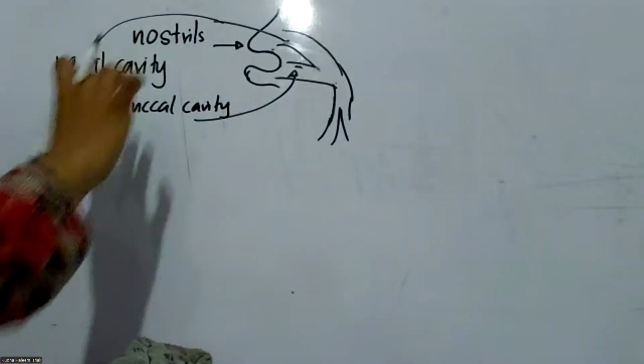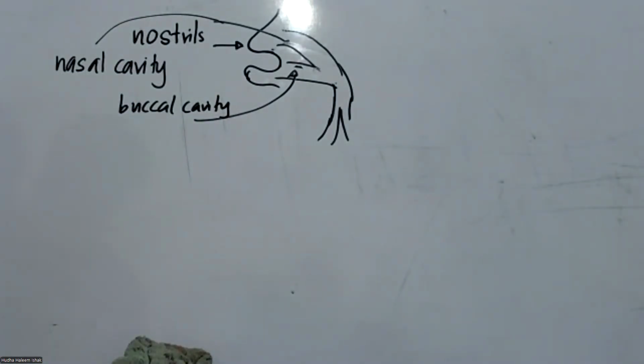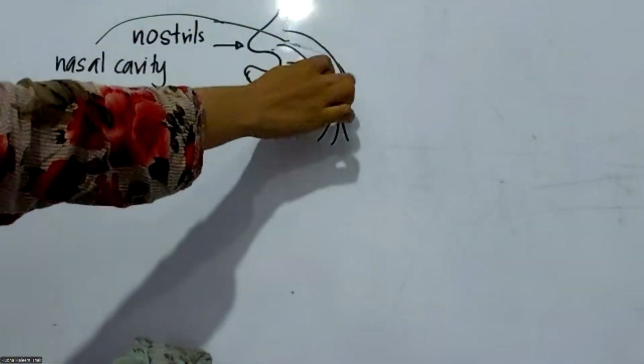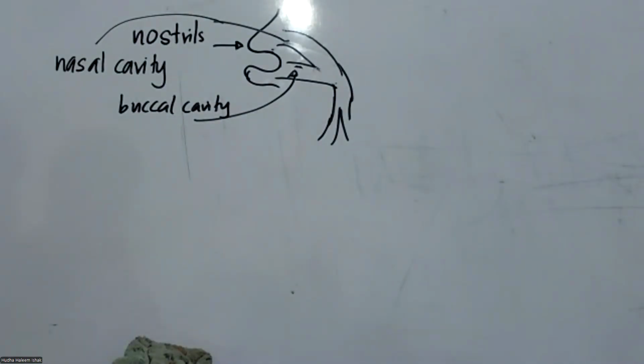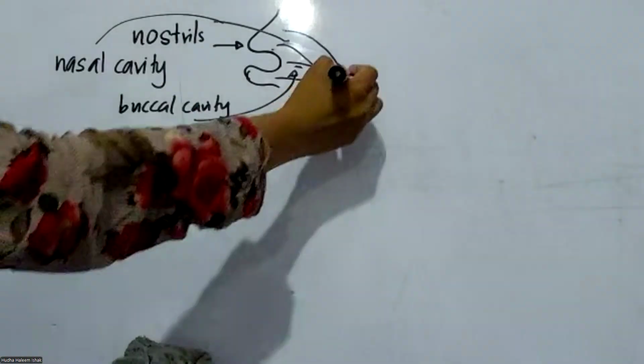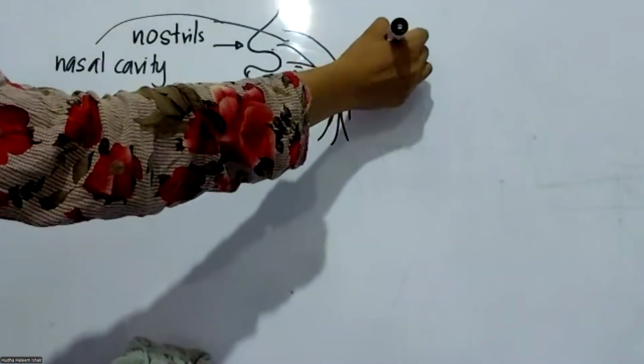Okay, this nasal cavity and the buccal cavity are now coming and meeting at a point called the pharynx. This is like a junction. The pharynx is something which is like a junction. So this is the pharynx.